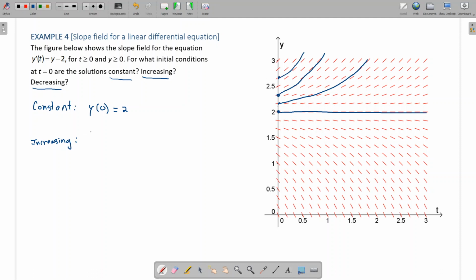So all we would need is we need y of 0 to be greater than 2. As long as we pick the initial condition to be greater than 2, these are going to increase. All right, and then decreasing.